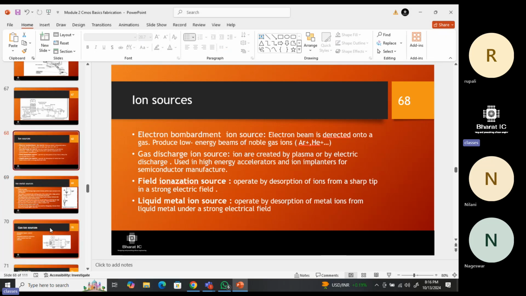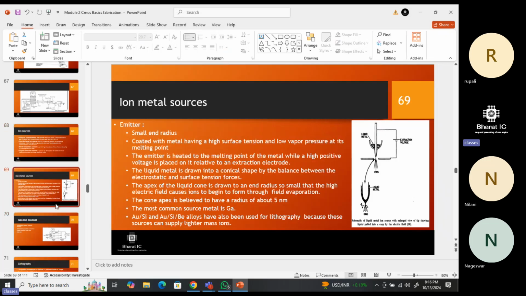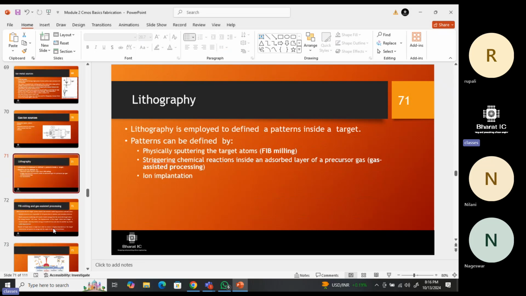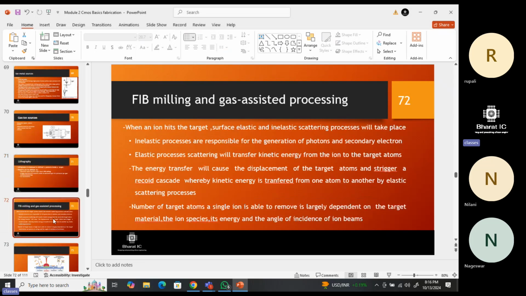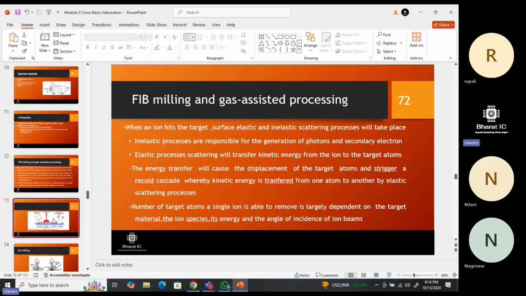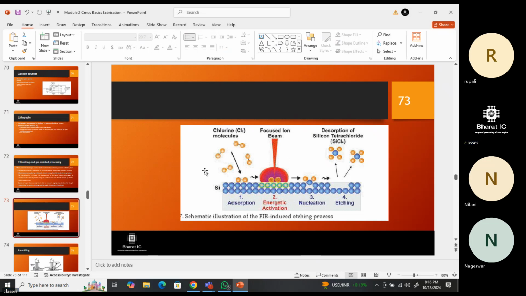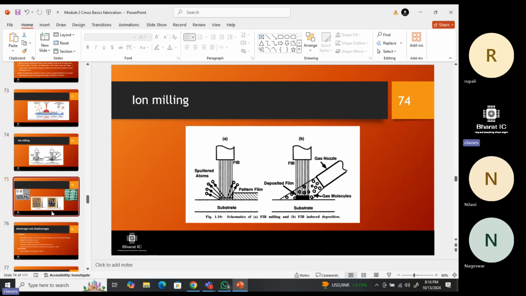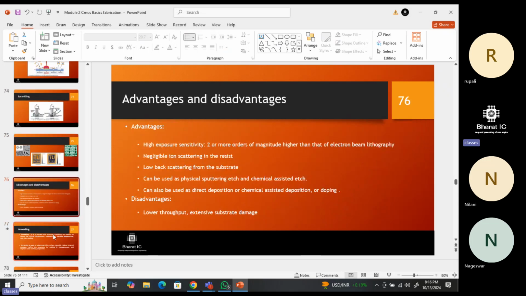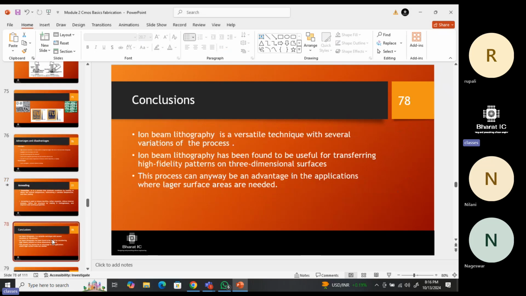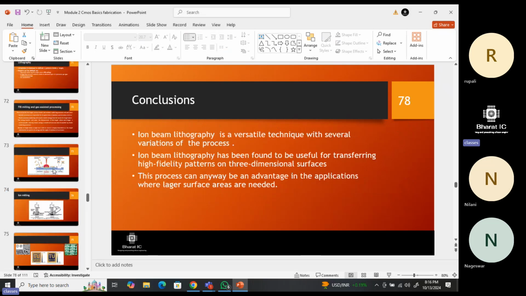So many topics are there, like gas ion sources, ion metal sources, what lithography is, things that come across like FIB metal milling and gas assisted processing. This is how the things are being created. So we will be talking about all these things stage by stage.